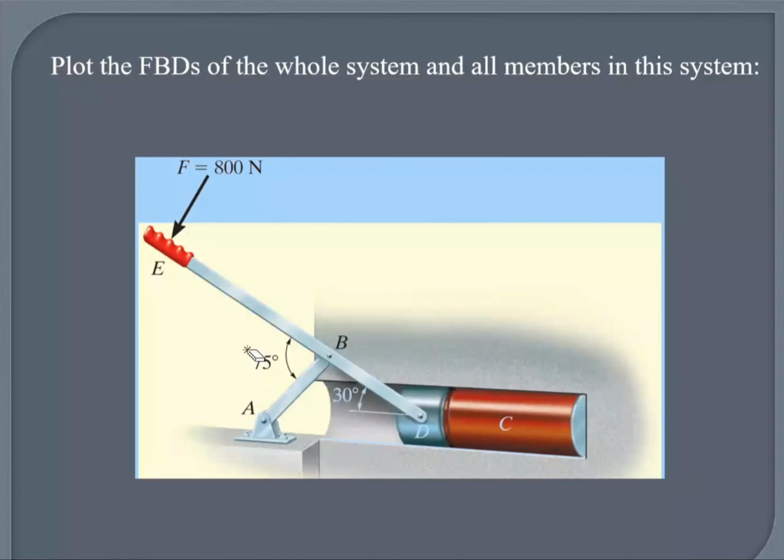So let's look at the free body diagram of the whole system. We've got the active force. We've got a support here. Support has got a two-member force. So therefore, I know my support reaction will be here.